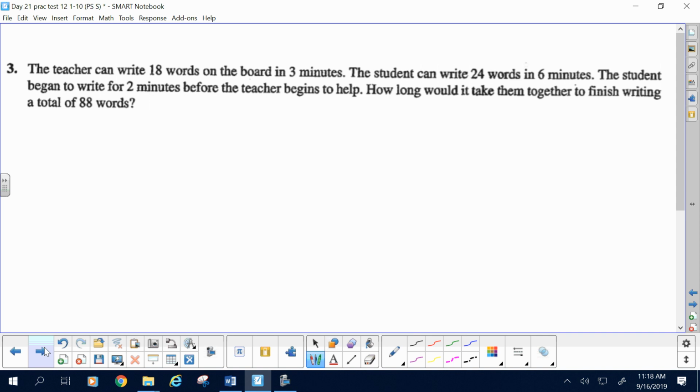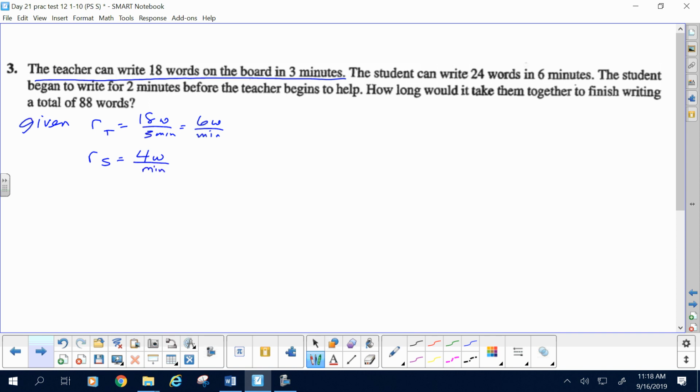Now, you've been doing the algebra with this since Algebra 1. They just gave you the givens. What's given first? The rate of the teacher is what? 18 words per 3 minutes, or 6 words per minute. Do you agree? What else are you given? The rate of the student is? Talk to me here. 4 words per minute.